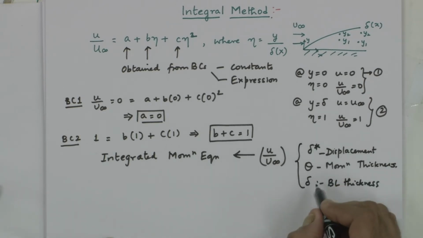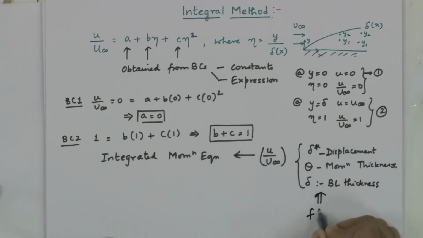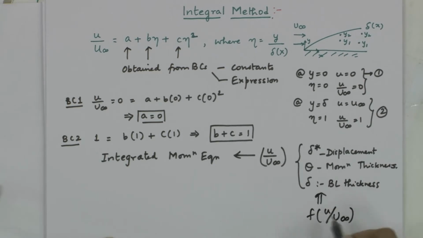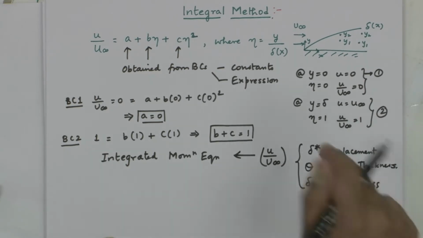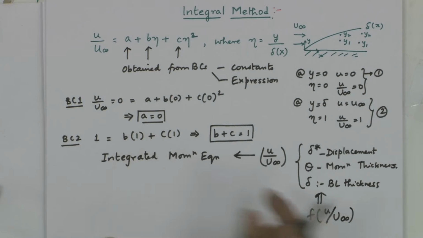All these would be directly functions of u by u infinity. So, you would have expressions for each of these, which in turn would be used in the integrated momentum equation. So, indirectly you are getting this or this or this which are directly related to the u by u infinity or the profile that you have chosen. What is the advantage of this integral method? I can have a very realistic problem for which this solution methodology can work.